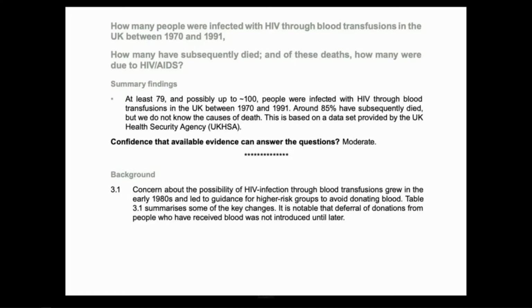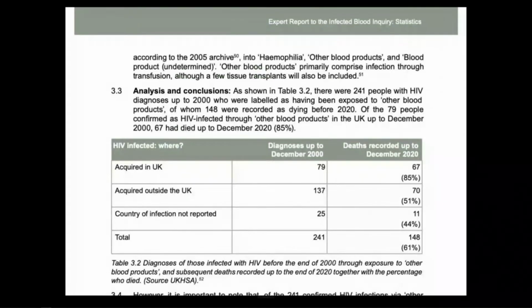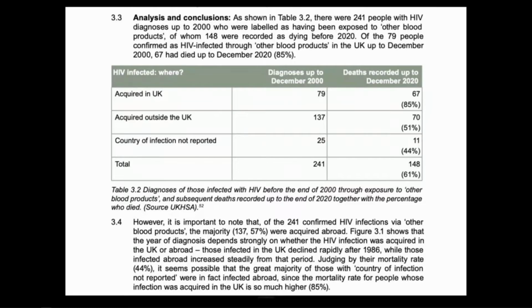Yes, it might help just to turn to the table where we go through that in a bit more detail. Table 3.2, so page 35 or electronic 39. So this is data which have been directly provided to us by UK HSA in their spreadsheet. If you remember, they classified the groups into haemophilia, other blood products and undetermined blood products. So this is just looking at the central column of other blood products.